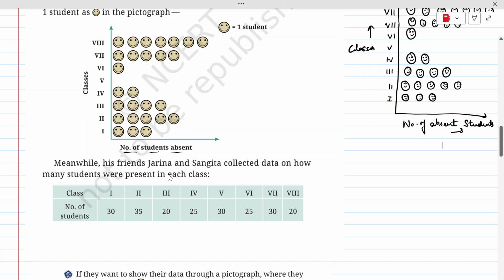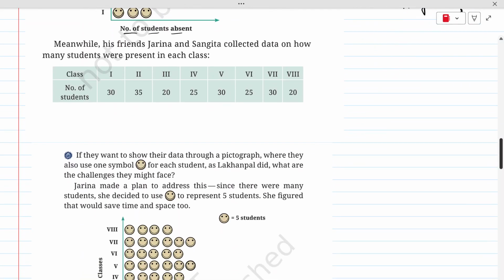Meanwhile, his friends Zarina and Sangeeta collected data on how many students were present in each class. So now this is the data of how many students they were present in that class. So this is the data given to us that in class first 30 students were present, in class second 35 students were present, and so on. Now if they want to show their data through a pictograph where they also use one smiley symbol for each one student as Lakhan Pal did, what are the challenges they might face?